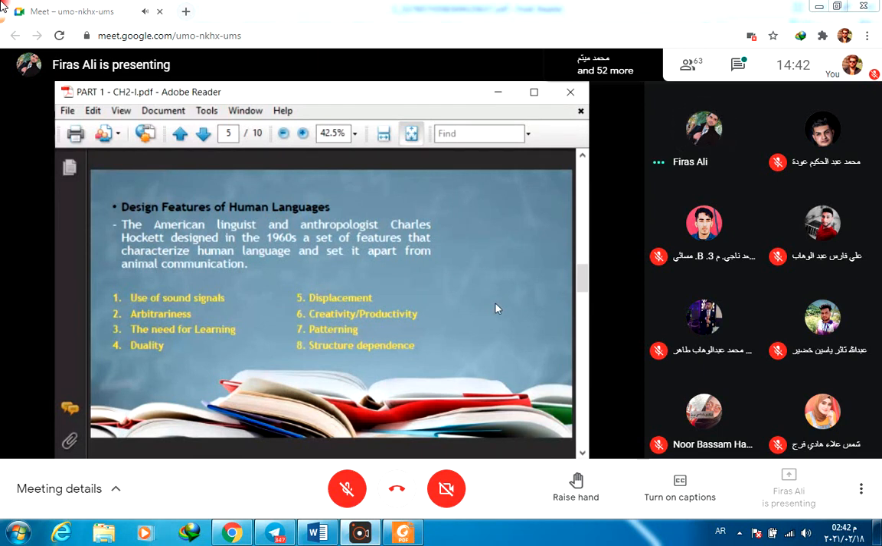Okay. What are these features? There are many features, but the main ones are going to be discussed in this chapter. The use of sound signals, arbitrariness, the need for learning, duality, displacement, creativity or productivity, patterning, and structure dependence.